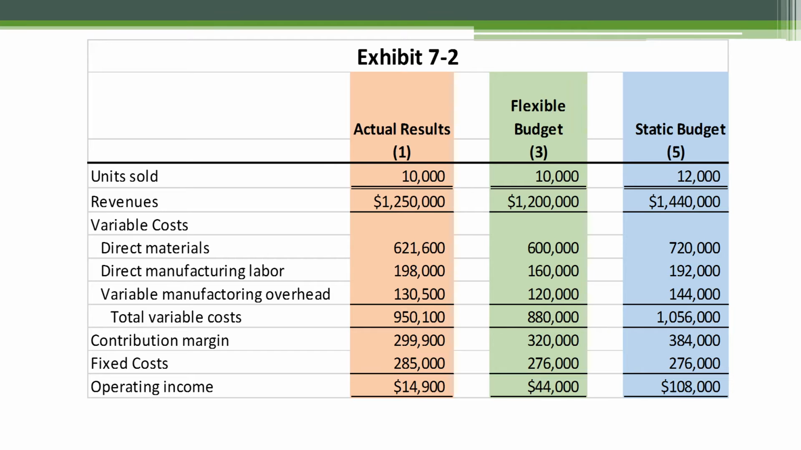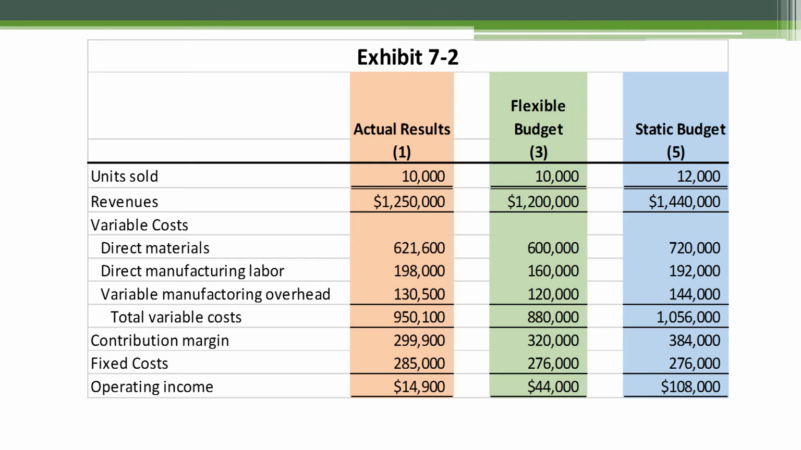We can also see our direct manufacturing labor, which is 10,000 jackets at $16 a jacket, and our variable manufacturing overhead, which again is 10,000 jackets times $12 a jacket, which gives us our total variable costs of 880,000. Our total contribution margin is then 320,000, and our fixed costs, as you can see, remain the same as in the static budget because they are unaffected by units sold. And this gives us an operating income of $44,000.